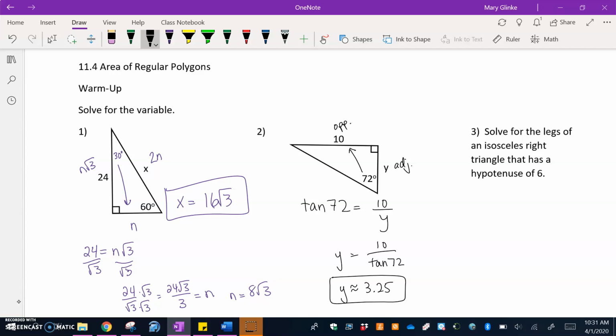For number 3, we want to solve for the legs of an isosceles right triangle. We're going to draw that. If the hypotenuse is 6, this is a 45, 45, 90 triangle, so we get n, n, and n root 2. Similar to number 1, we can solve for n, and we would get 3 root 2, which then would be the legs.